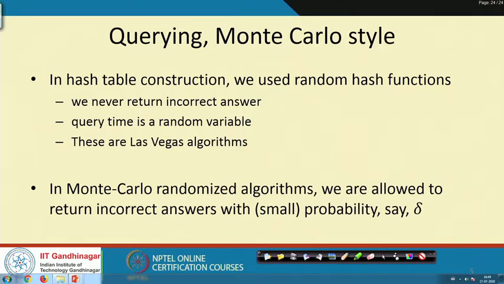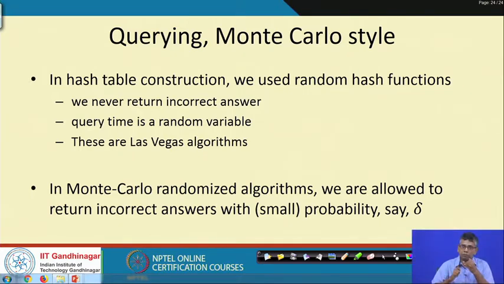However, it does not return an incorrect answer ever, and these kinds of randomized algorithms are known as Las Vegas algorithms. The name stems historically. I did not find a clear answer why, but that is what this is called. That is, when you do not return an incorrect answer, but the computational complexity of your algorithm depends on the randomization.